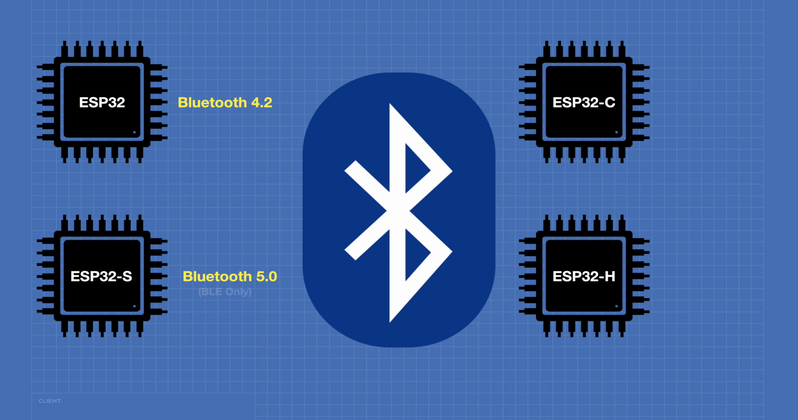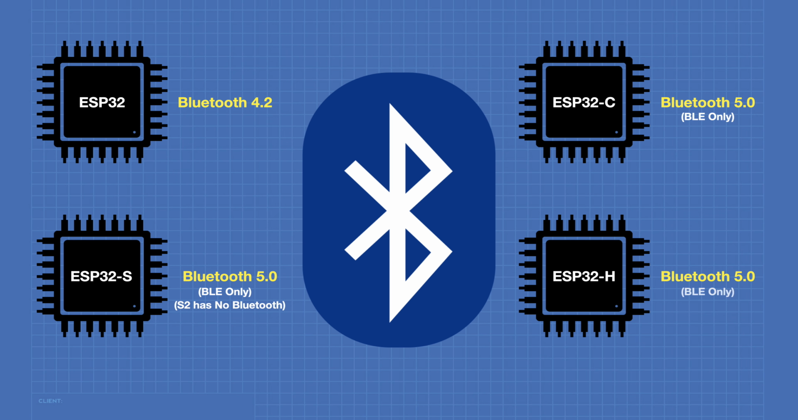The ESP32S series supports Bluetooth level 5.0. It only supports BLE, it does not support Bluetooth Classic, and the ESP32S2 has no Bluetooth functions whatsoever. The ESP32C supports BLE only at Bluetooth level 5.0.